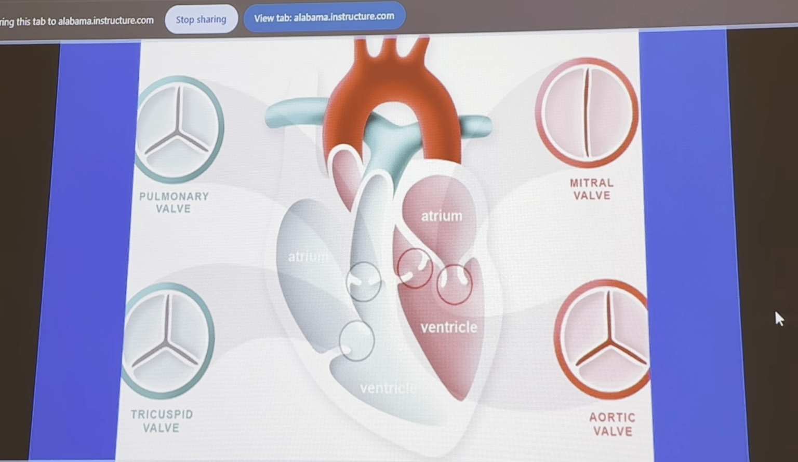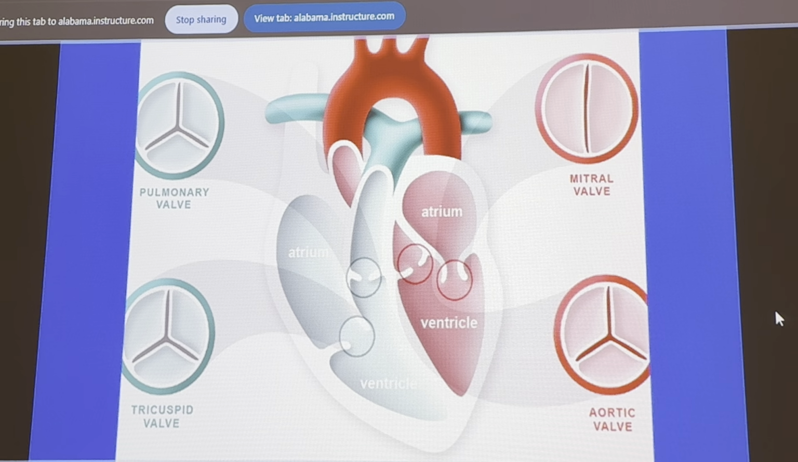Just another picture showing you the basic concepts of the heart valves. Again, we're talking mostly about the mitral valve, and then we're going to talk about the aortic valve down here as well. So these are basically two valves on the left side of the heart. That's what we're going to focus on mostly.